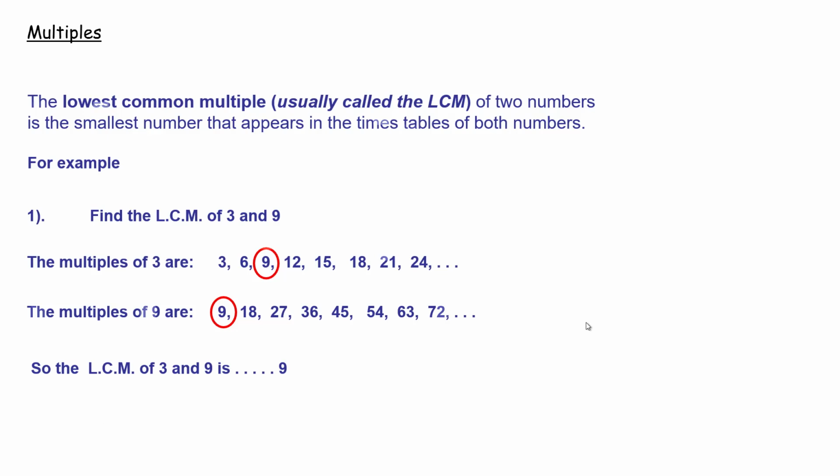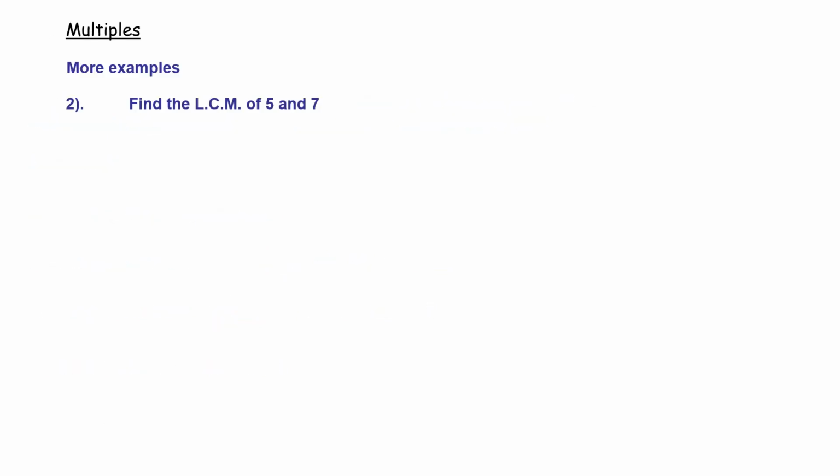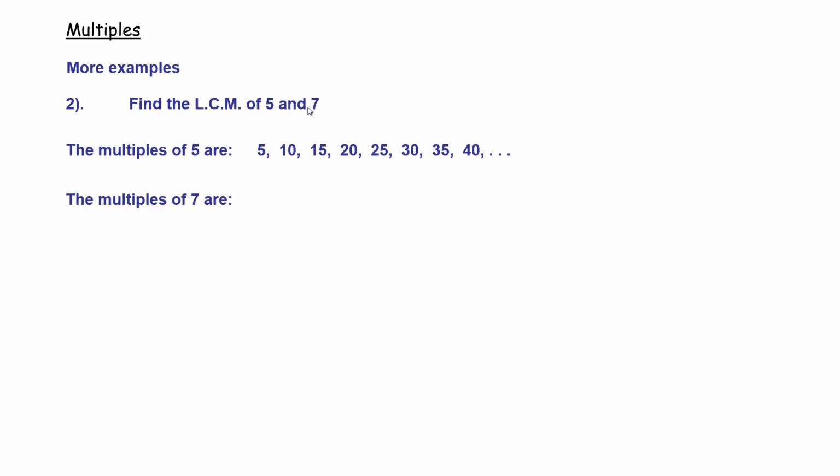Right. Let's try another example. Find the lowest common multiple of 5 and 7. Okay. So we put our 5 times table: 5, 10, 15, 20, 25, 30, 35. And we list our 7 times table. This is good for remembering a times table. 7, then is it 14, then 21, 28, 35, 42, and so on.